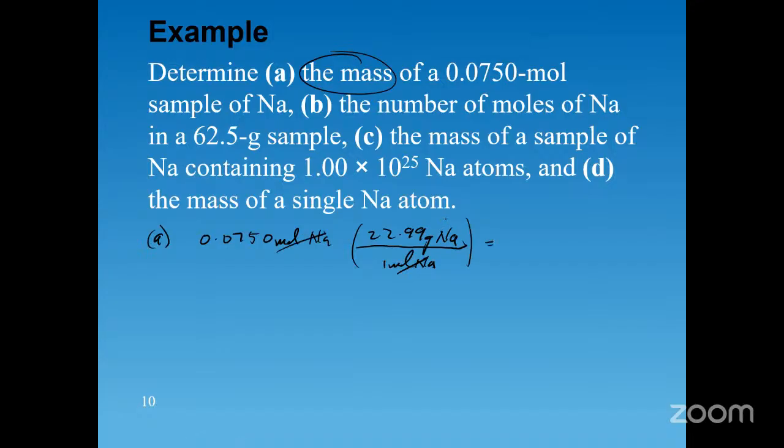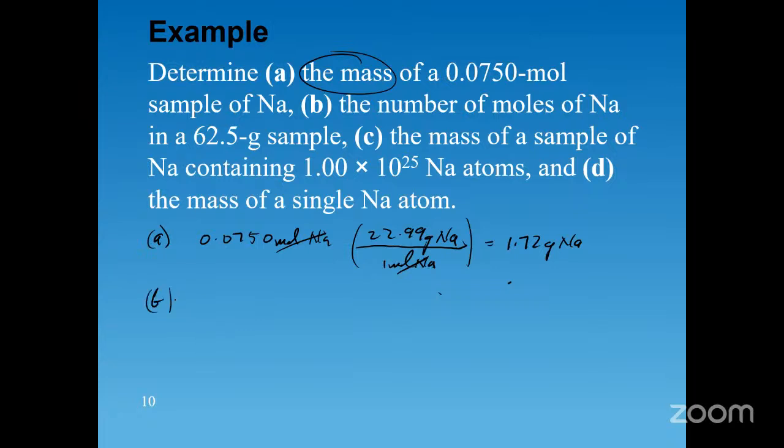So let's do the calculation here. So that's 0.0750 multiplied by 22.99. Okay, so according to my calculation, this works out, now in this case, I have to round to 3 sig figs. So I got 1.72 grams of sodium. All right, and that's it. So that's the A part, relatively simple.